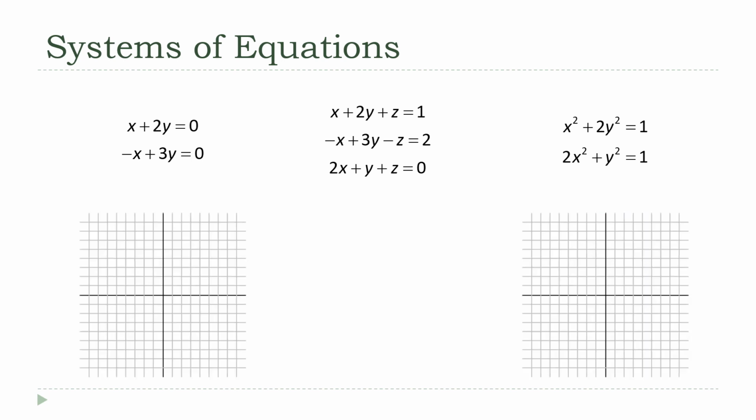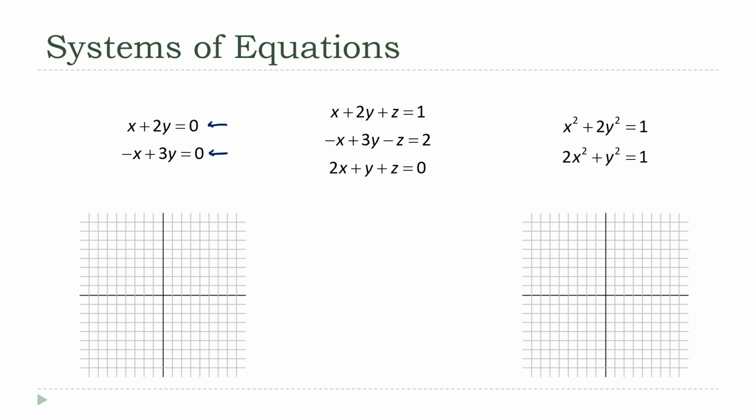So when we talk about the solution to a system of equations, what we mean is a set of numbers that satisfies all of the equations in the system. So if you take a look at this first one here, there are obviously infinitely many points that satisfy this equation and infinitely many points that satisfy the second one. There is only one pair of values that satisfies both of those equations.